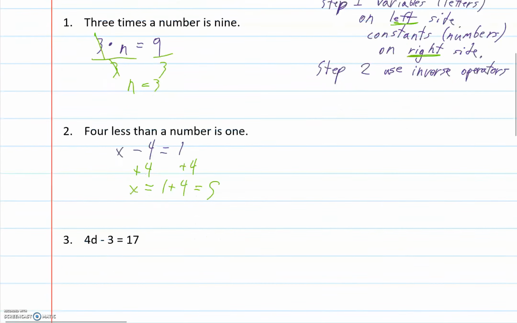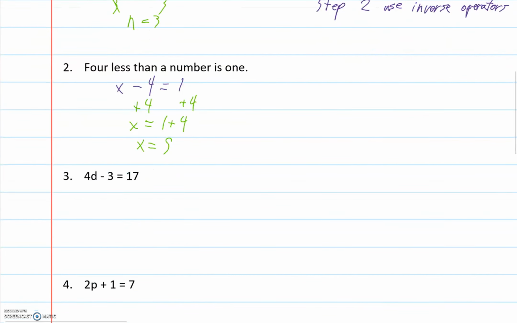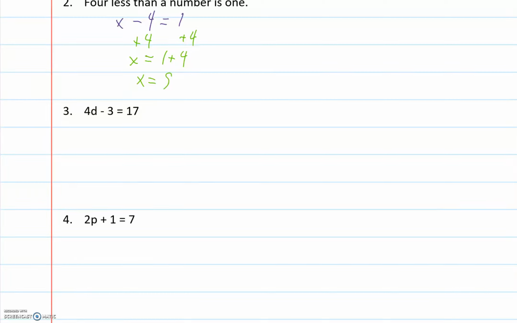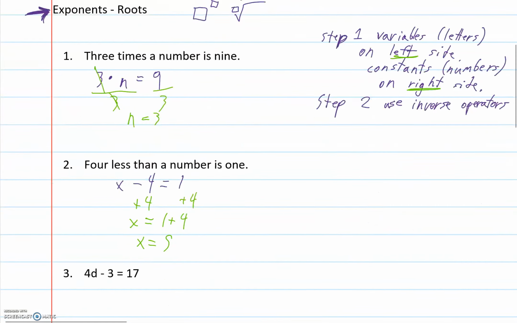And there's our answer. Actually, I'll write it like this, because this is how I want you to write it. Okay, here's the next one. You're going to add the 3. Okay, so this is where the inverse BEDMAS comes into effect. What comes first? Adding and subtracting, then multiplication and division.